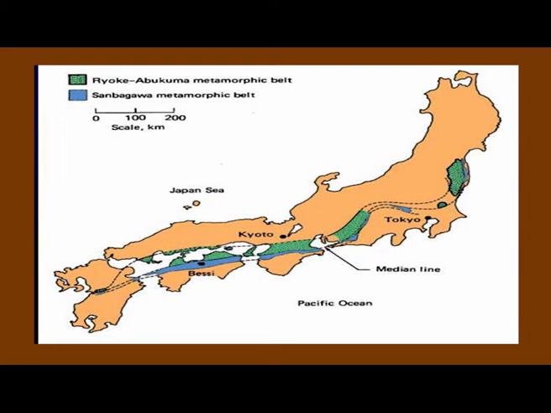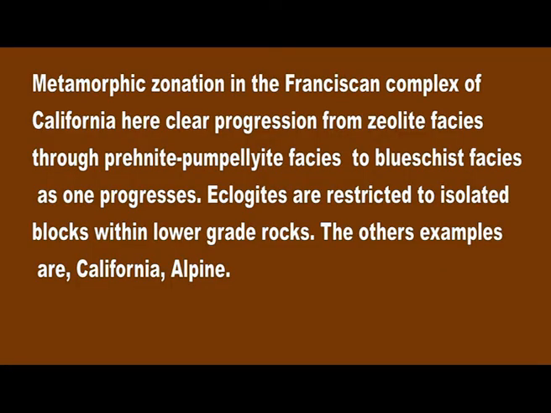Metamorphic zones in the Franciscan complex of California show a clear progression from zeolite phases through prehnite, pumpellyite phases to blueschist phases. As one progresses, eclogites are restricted to isolated blocks within low grade rocks. The other examples are California, Alps, etc.